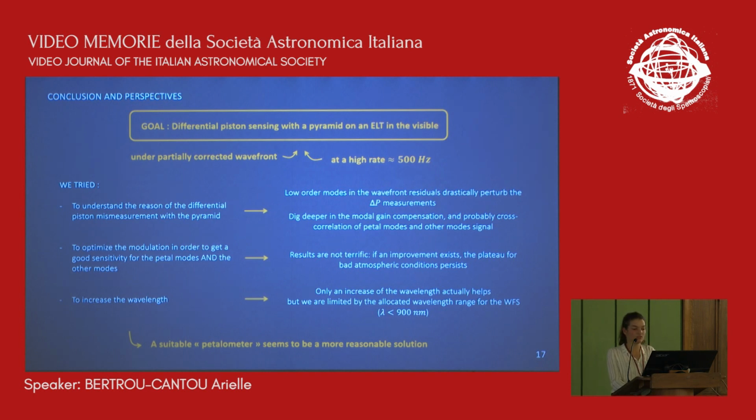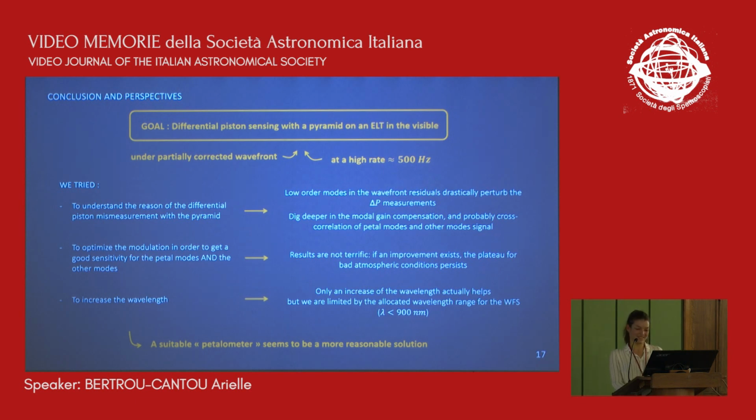We tried to understand the reason for the differential piston mismeasurement with the pyramid, and we saw that low order modes in the wavefront residuals perturb this measurement, so we may have to dig deeper into the modal gain compensation and probably the cross-correlation between the petal modes and other modes signal. We also tried to optimize the modulation, but the results are not terrific. There is no win-win solution, as I said. And if an improvement exists, you always have this plateau for bad atmospheric conditions. And finally, the only thing that helps is increasing the wavelength, meaning you also have a better R0.